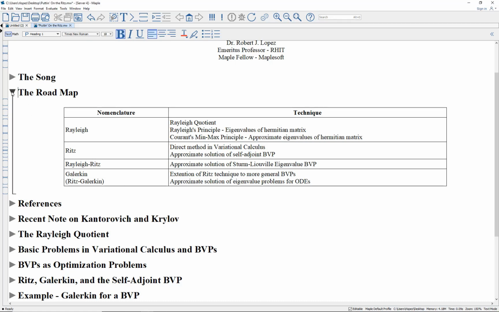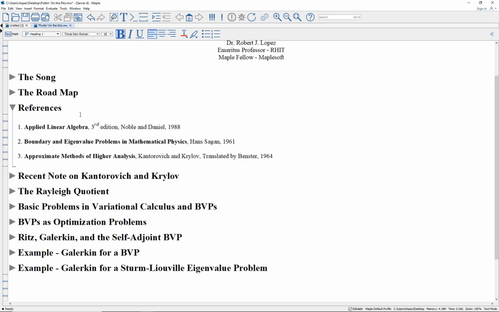What references did I use for this? Applied Linear Algebra by Noble and Daniel. It's a linear algebra book. Boundary and Eigenvalue Problems in Mathematical Physics, Hans Sagan's book, 1961, and the Kantorovich and Krylov book, Approximate Methods of Higher Analysis, the 1964 translation by Benster.